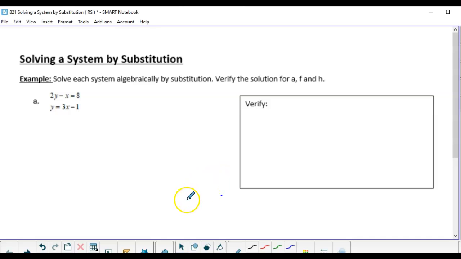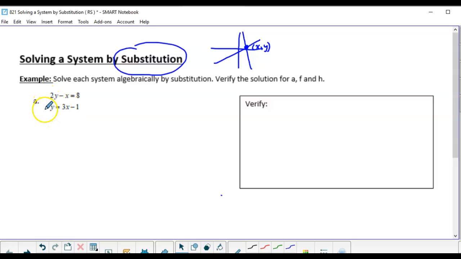Sometimes when you graph by hand, you can't tell exactly what it is. Calculator just gives you a decimal version. Okay, so it's really what it sounds like. You're going to substitute one of the equations into the other. Because remember, you do have a graph of two lines that intersect. The x values have to be the same and the y values have to be the same. So this y here has to be the same as this one. This x has to be the same as this.